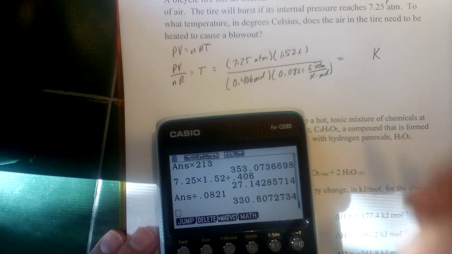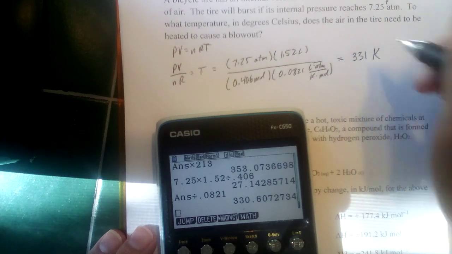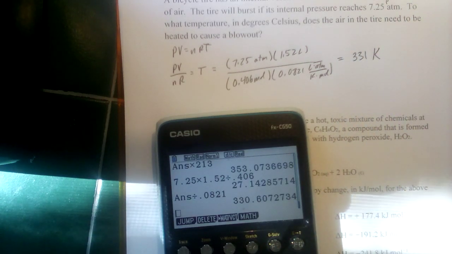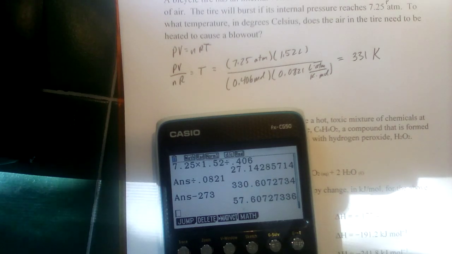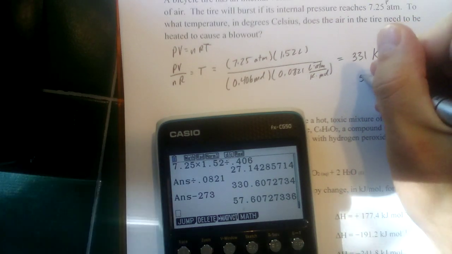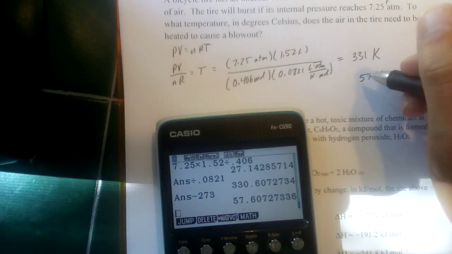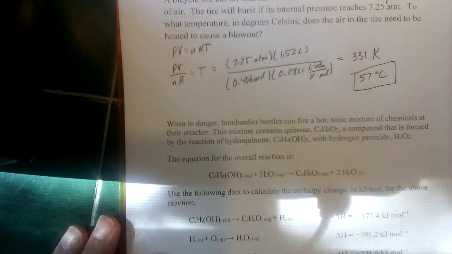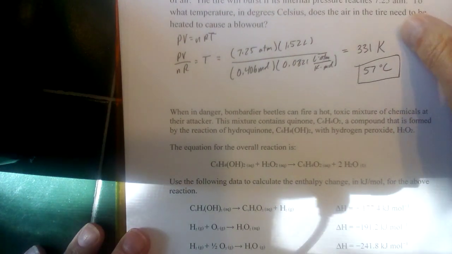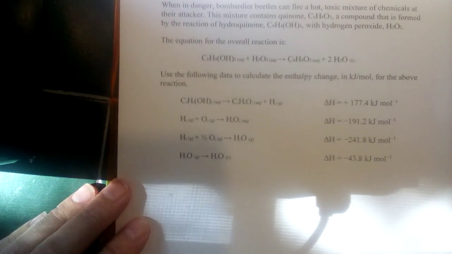So punch that in, and it looks like 3 significant figures here, so let me round this to 331 Kelvin. Now when we go from Celsius to Kelvin, we're adding 273. So if we're going to go from Kelvin to Celsius, we just need to subtract 273. And that would be 57 degrees Celsius for that tire to burst. That is pretty hot for an environment outside, but it's not out of the question. Maybe in a garage, with the sun beating on it, possibly.